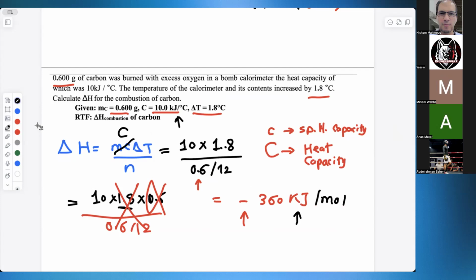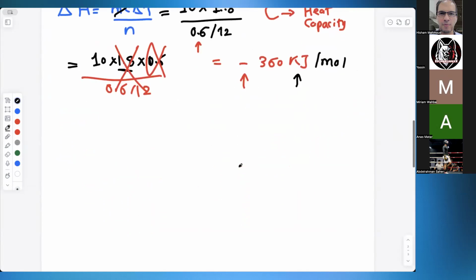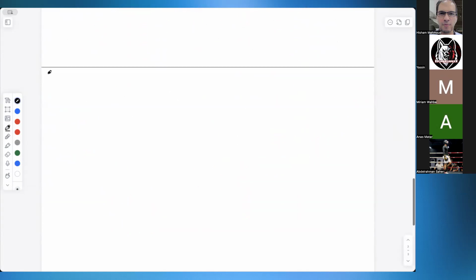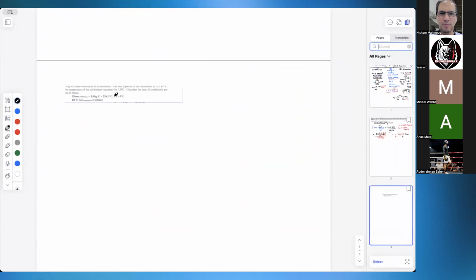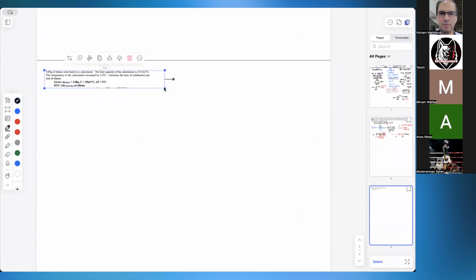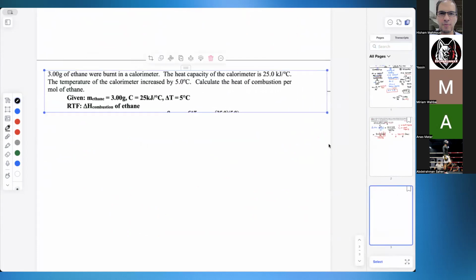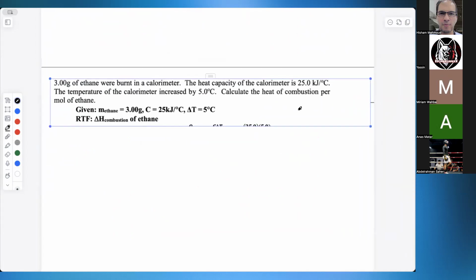Question 3 in unit 9 is discussing how I can find delta H for another combustion reaction. So for another combustion reaction, 3 grams of ethane were burned in a calorimeter. The heat capacity is 2.50 kilojoules per degree Celsius. The temperature of the calorimeter increased by 5 degrees Celsius. Calculate the heat of combustion per 1 mole.